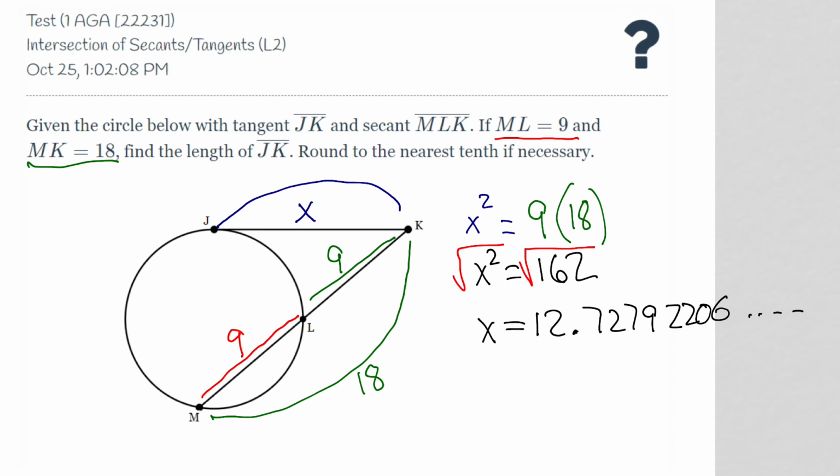Take the square root of 162, and the square root is 12.72792206, etc. We have to round to the nearest tenth, so I am going to look at the tenths place, look at the number after it. Since it's less than 5, we have x is equal to 12.7. And that's our answer.